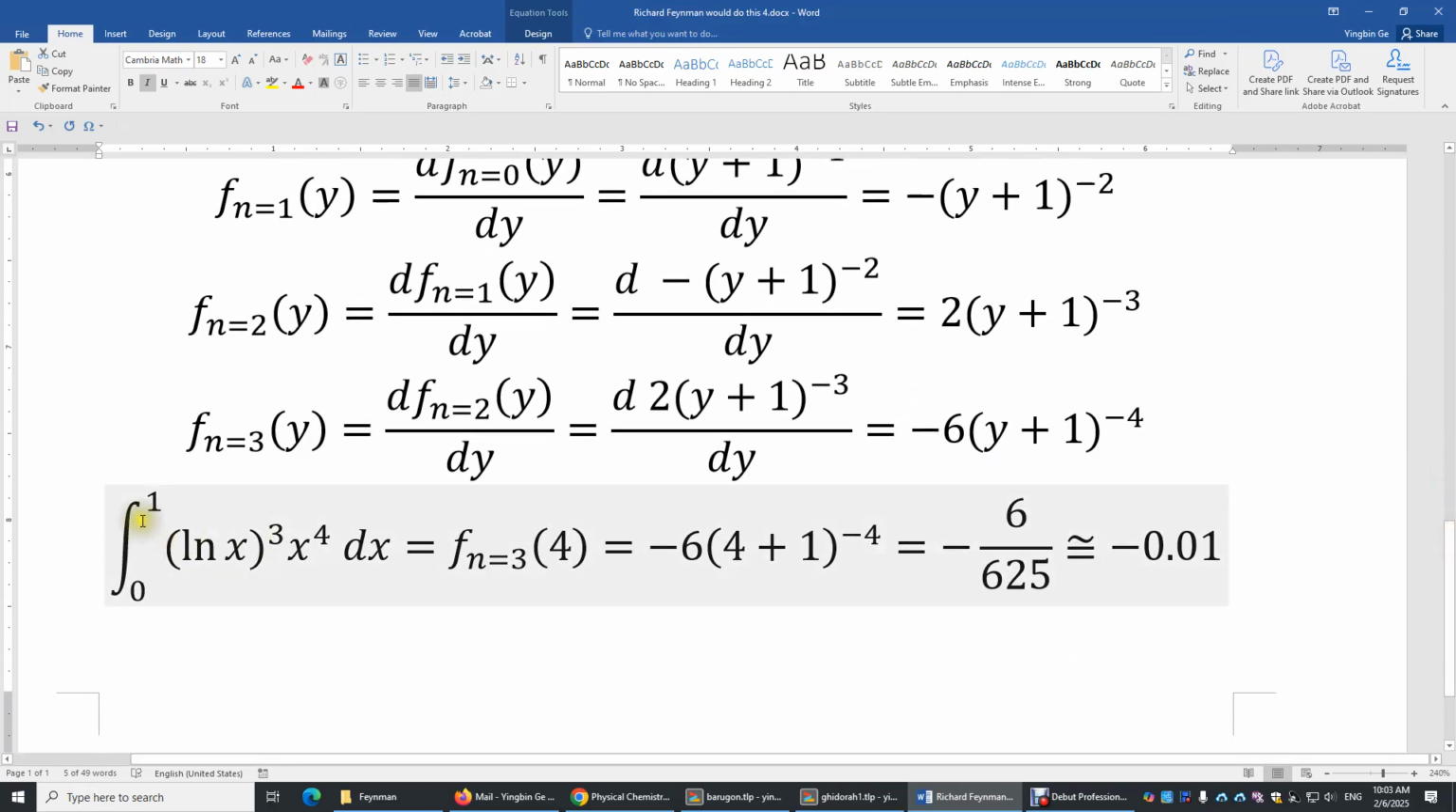Now we can evaluate the original integral. Over here, n equals 3, y equals 4. So we are looking at f sub n equals 3 of y equals 4. We plug in y equals 4 here. We have negative 6 times 5 to the power of negative 4, which is negative 6 over 625. It's approximately negative 0.01.